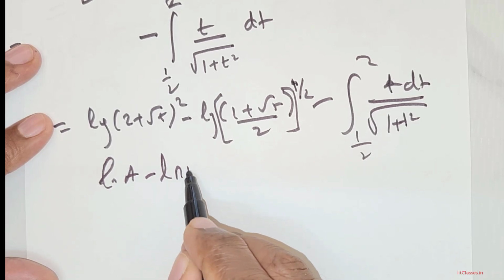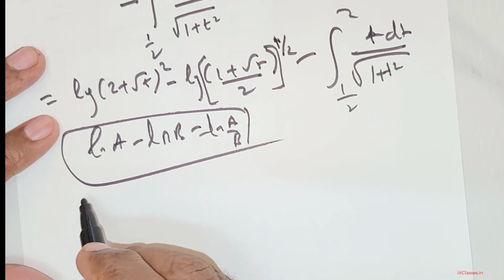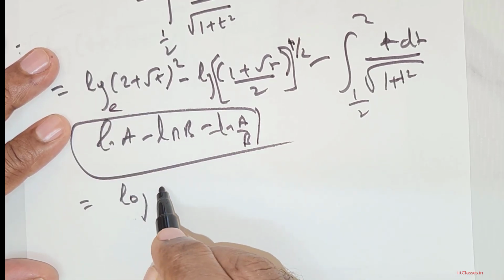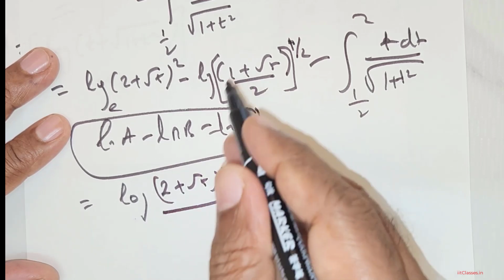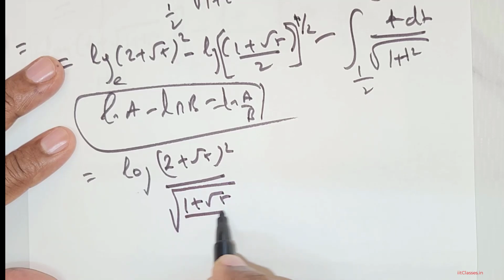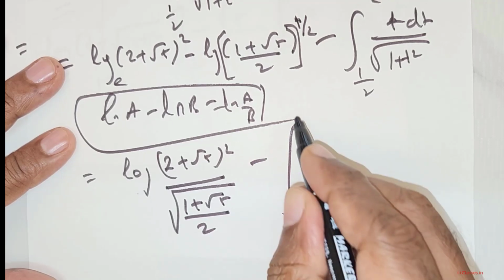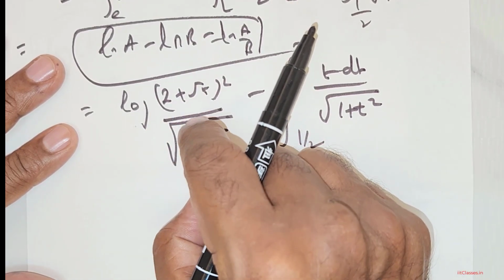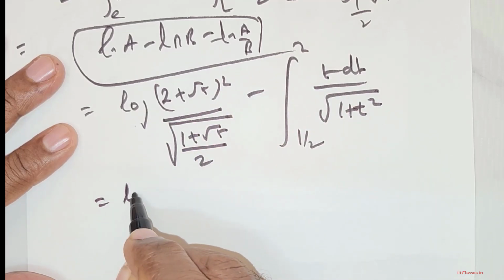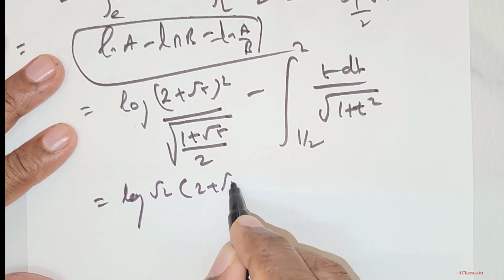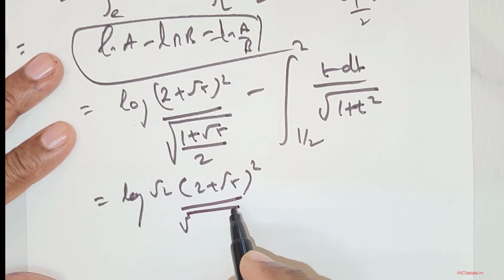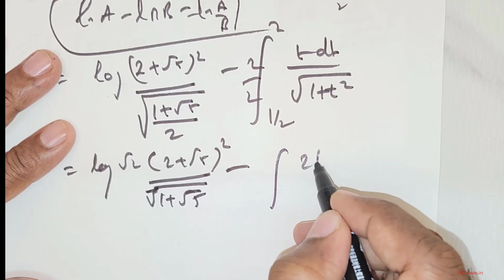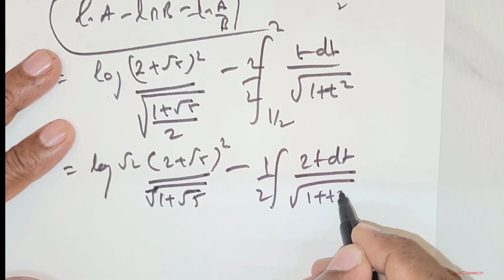I'm going to use ln a minus ln b, which is ln of a over b. So this is going to be log, they have given it as log, so I'm retaining it as log. The base is e. So it's going to be (2 + root 5)² divided by square root of (1 + root 5 divided by 2), minus 1 over 2 to 2 of t dt divided by root of 1 + t². So you can flip this, right? This can be flipped, the root 2 there. So it is going to be log of root 2 times (2 + root 5) the whole squared divided by root of 1 + root 5. Fair enough. I'm going to multiply by 2 divided by 2. So this is going to be 2 times the dt, 1 over 2 times the root of 1 + t², limits are 1 over 2 to 2.